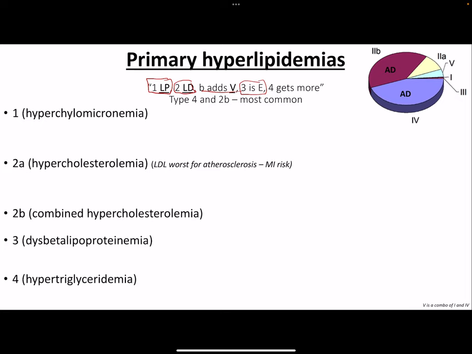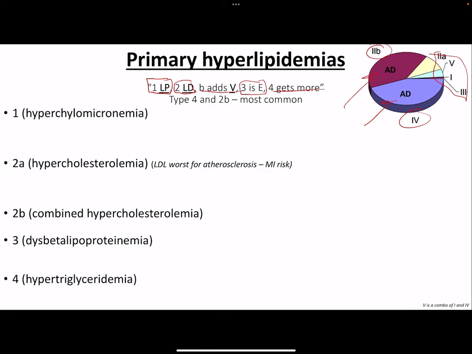I would know that 4 and 2B are the most common. So if you get questions, they're honestly probably on these, because the others are just tiny and not that important. So if you don't have a lot of time, just memorize what 2B and 4 do. All right, this is really helpful, right?